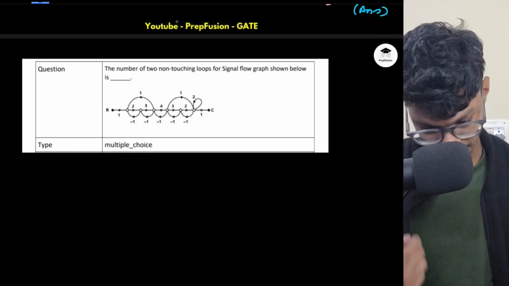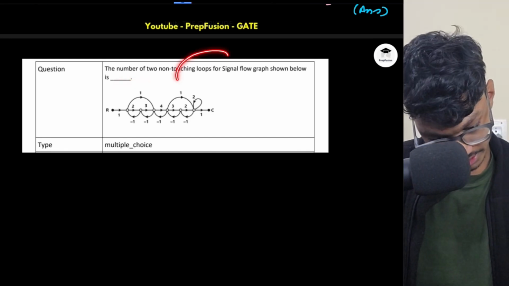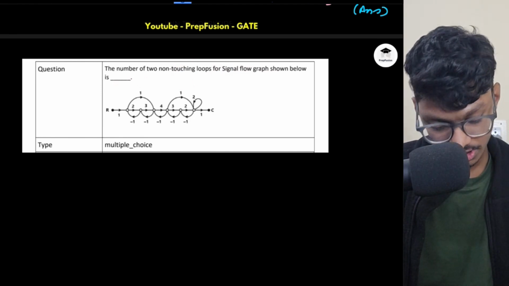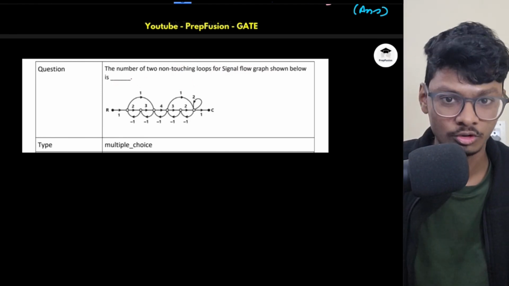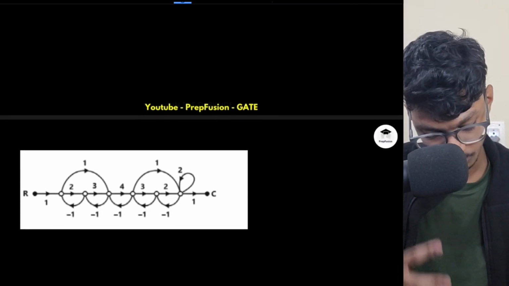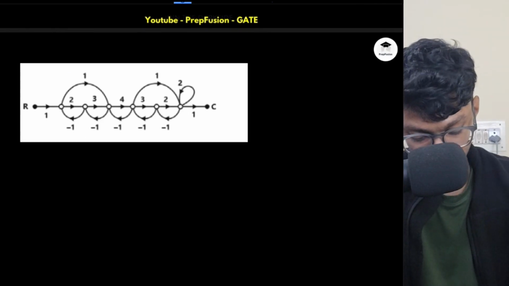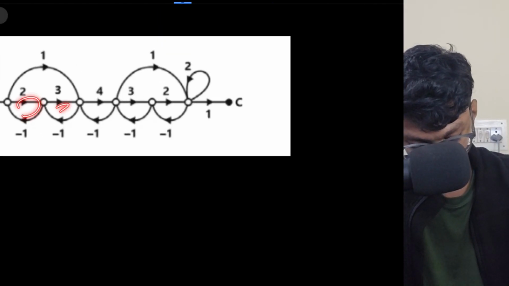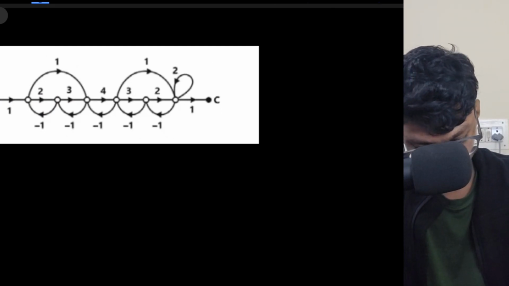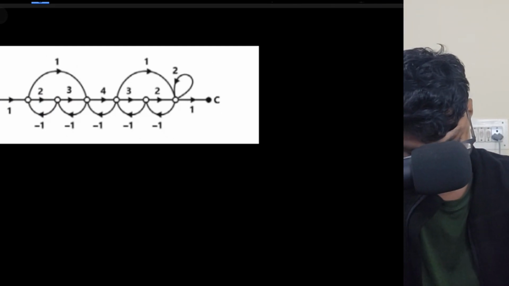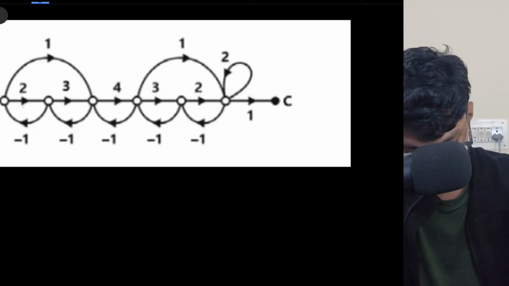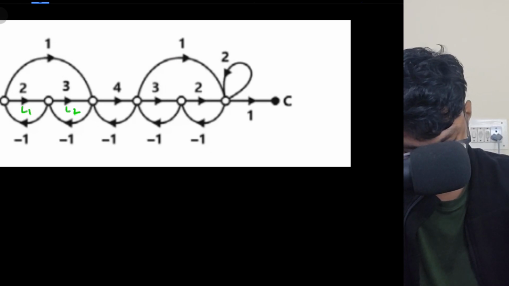Let's solve this question. We have to find out the number of two non-touching loops for the signal flow graph. So how many two non-touching loops are there? I zoomed out the signal flow graph and you just have to count. That is just the procedure. I see these loops are touching, right? So let me name the loops. This is one of the loops, L1, L2.